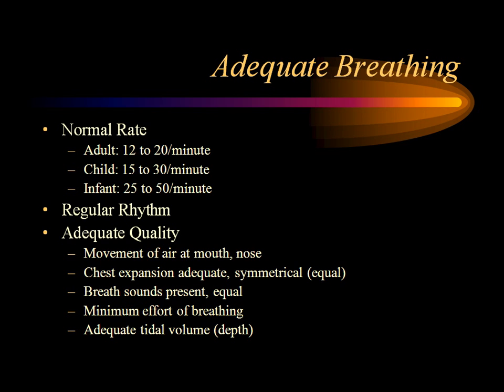Then regular rhythm, and adequate quality. These are the three things that we ask for whenever we're doing a scenario, and you ask about what the respirations are. You'll have to ask not just the number, but you want to know what the rate, rhythm, and quality are. This is what we're talking about. In an adequate breathing patient, the rhythm is normal. It's regular. Okay, in, out, in, out. So it's not in, out, in, out, in, out, in, out.